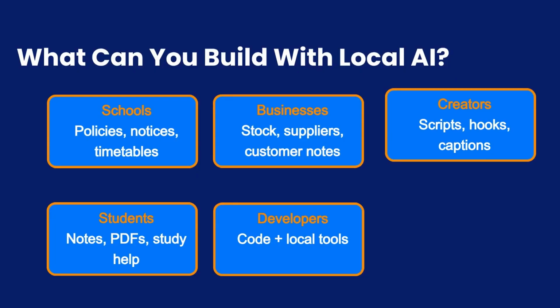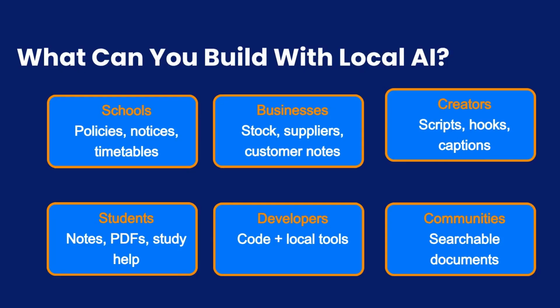A developer can connect local AI to code and build apps without depending completely on paid APIs. A community group, church, NGO, union, or association can organize documents into something people can actually search and use. That is where AI becomes valuable. Not when it sounds impressive, but when it solves something real around you.